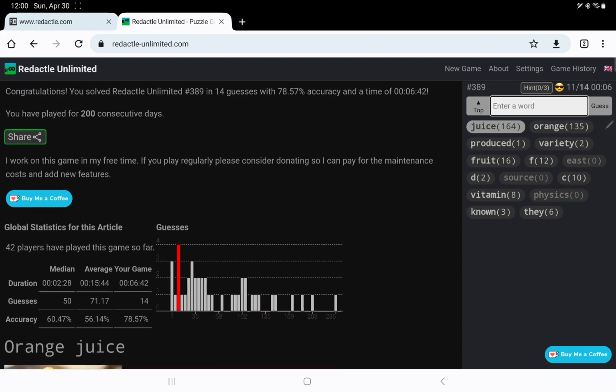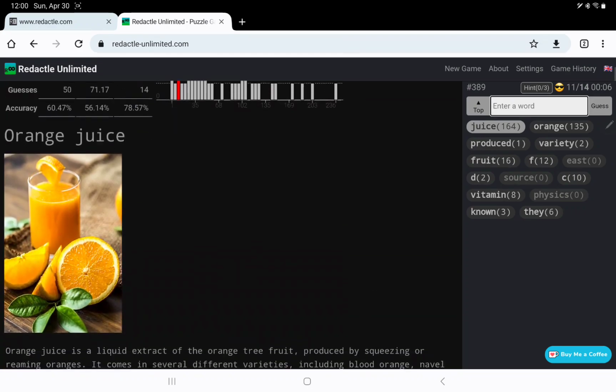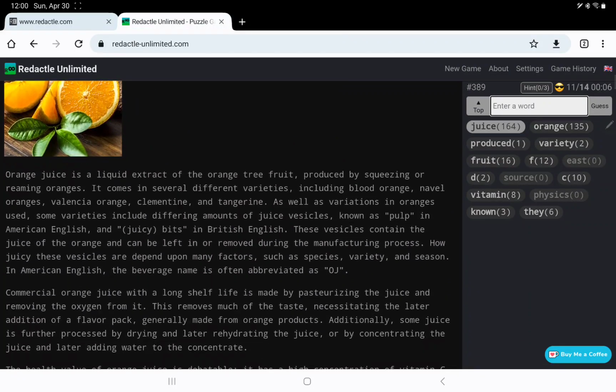That's quite a milestone. All right, of the 42 players so far, the median is 50 and the average 71, so those are quite low numbers. There's a lovely appetizing picture of oranges and orange juice.